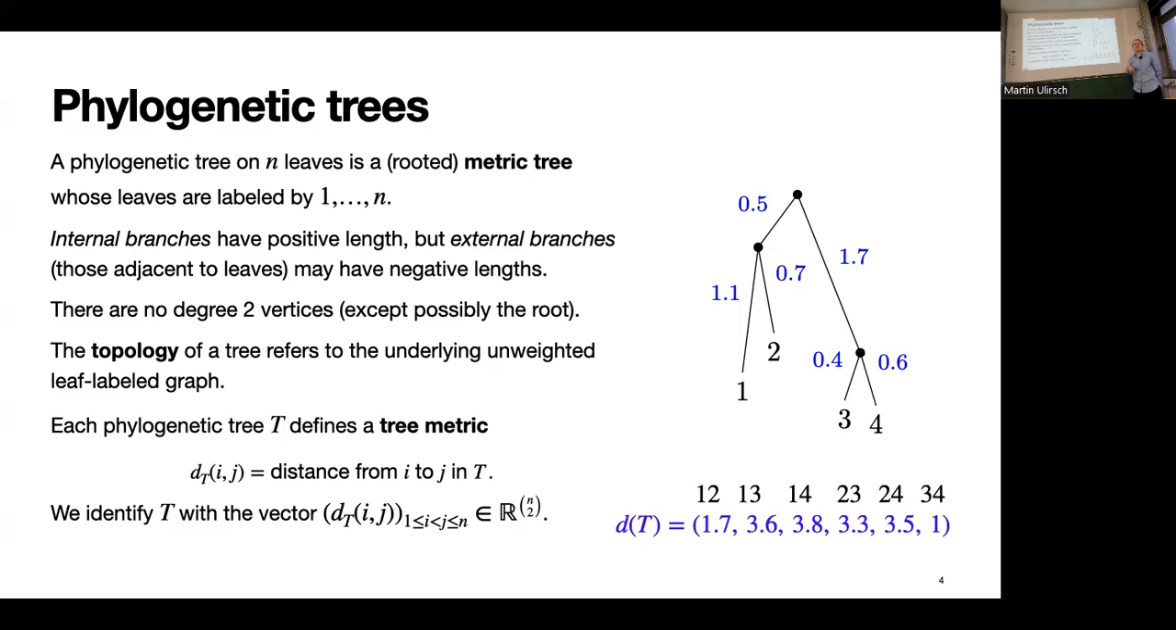Oh, yes, you're right. Okay, yes, this should be 1.8. Wonder if all of these are off by 0.1.